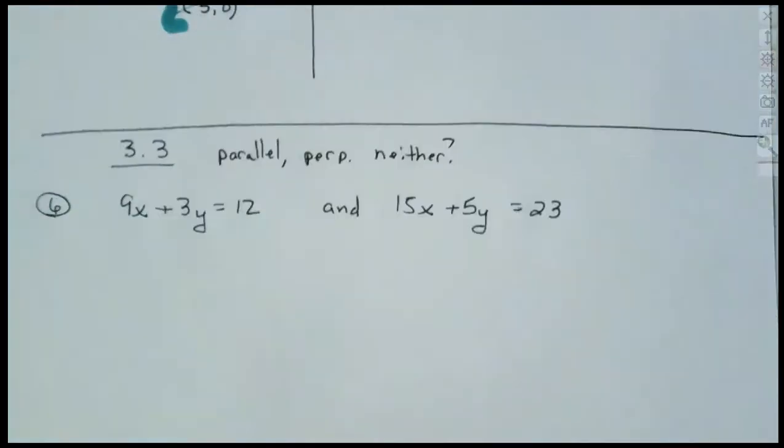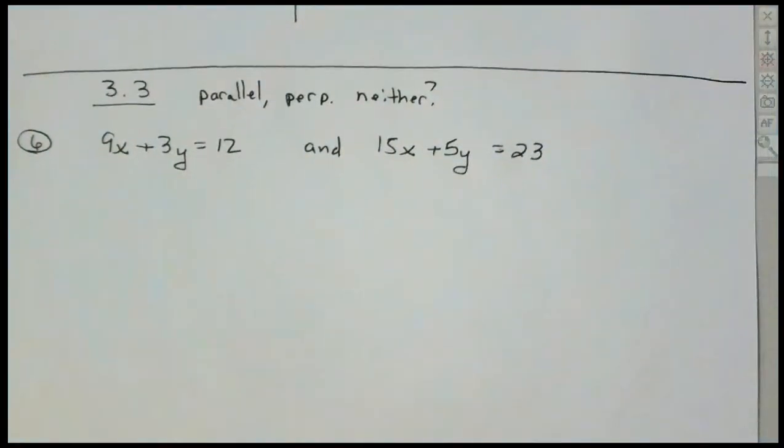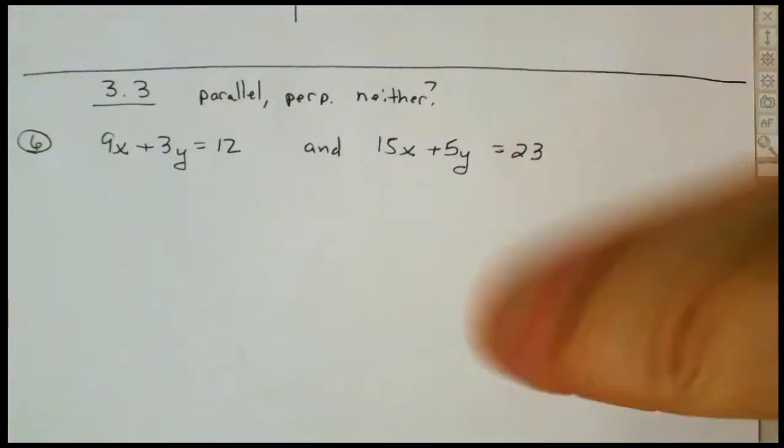Well, we determine whether they are parallel, perpendicular, or neither by taking both of our equations, solving them for y, and then looking at our slopes. If the slopes are the same, then they're parallel. If the slopes are opposite or negative reciprocals of each other, like 5 and a minus a fifth, or 8 and a negative 1/8, those would be perpendicular, okay? Opposite signs flipped over. If they're neither one, then they're just neither.